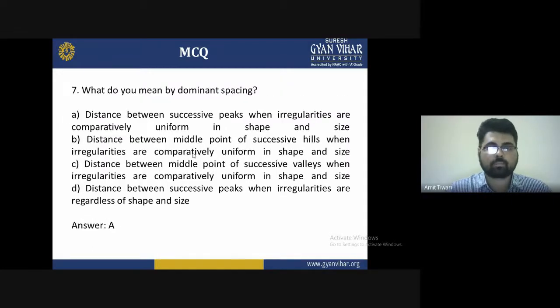Seventh question: what do you mean by dominant spacing? The options are: A, distance between successive peaks when irregularities are comparatively uniform in shape and size. B, distance between the middle points of successive hills when irregularities are comparatively uniform in size and shape. C, distance between the middle points of successive valleys when irregularities are comparatively uniform in size and shape. And D, distance between successive peaks when irregularities are regardless of shape and size. The correct answer is A, the distance between successive peaks when irregularities are uniform in shape and size.